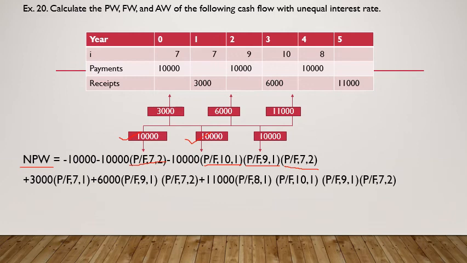3,000 P by F comma 7 comma 1, because from 0 to 1 it is 7%. There is no problem here. When I come to 6,000, which is at the end of the third year, between 2 and 3 it is 9. So for 1 year I use 9% rate of interest. For 2 years I use 7% rate of interest.